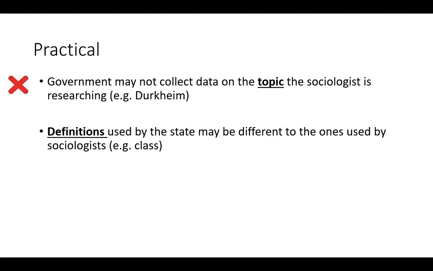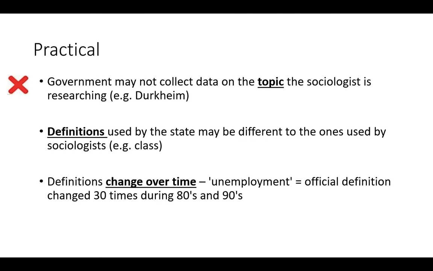Definitions used by the state. Now, they may be different to the ones used by the sociologist. If we get a Marxist and a functionalist in the room, they are not going to agree on what the word class means. The Marxist is going to say that it's about ownership of property, about ownership of capital, owning a business. And the functionalist is just not going to use those kinds of terms. He might even reject the idea of class altogether and say that it's a meritocracy anyway. So the definitions being used by the state might not match your own definitions as a sociologist.